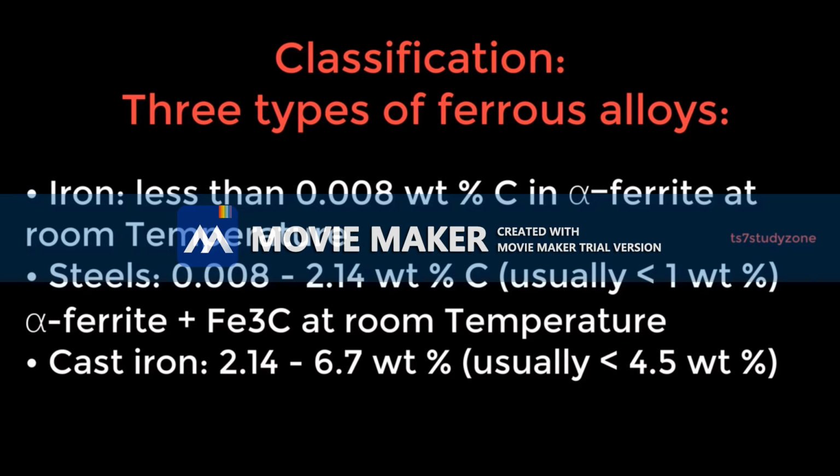Iron, less than 0.008 weight% carbon in alpha ferrite at room temperature. Steels, 0.008 to 2.14 weight% carbon, usually less than 1 weight%. Alpha ferrite and Fe3C at room temperature. Cast iron, 2.14 to 6.7 weight% carbon, usually less than 4.5 weight%.